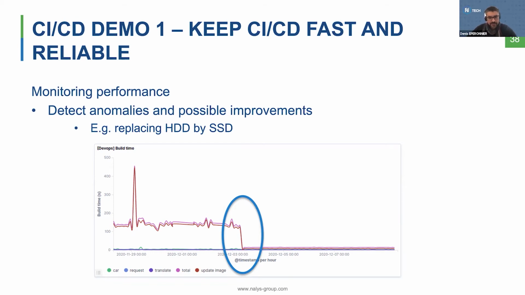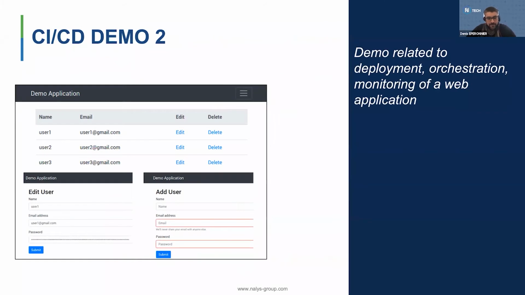Okay, that's the last best practice for the first demo. We can move on to number 2, the web application demo. In this case, it's a very simple application, which is just maintaining a list of users, but we will use this example to describe the steps for deployment, orchestration, and monitoring.